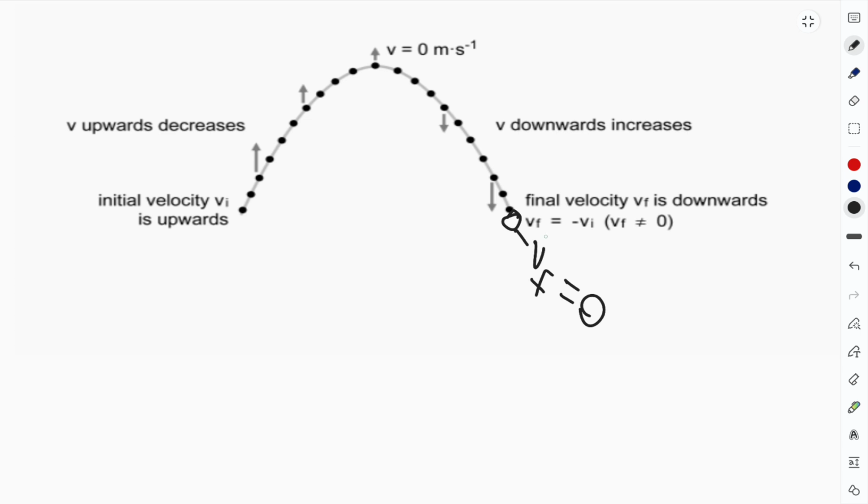So its velocity here, just before hitting the ground, is definitely not 0. That's why here Vf is not equal to 0. So its final velocity just before hitting the ground is not 0.